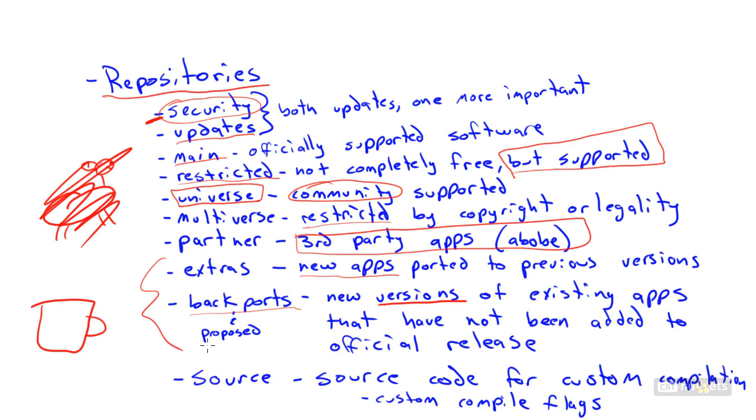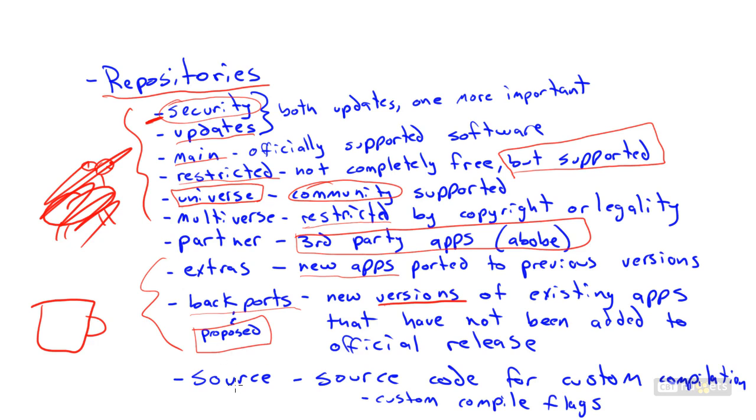Anyway, proposed. This is basically things that are proposed to be included into the main repositories. This is kind of like testing or the beta channel. If you enable this, you're going to get software that is not ready to be officially released, but it's proposed. It's like saying, okay, I think this is ready to go. Those people who have the proposed repository enabled can check it out.